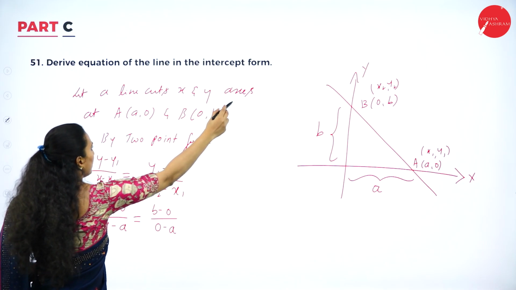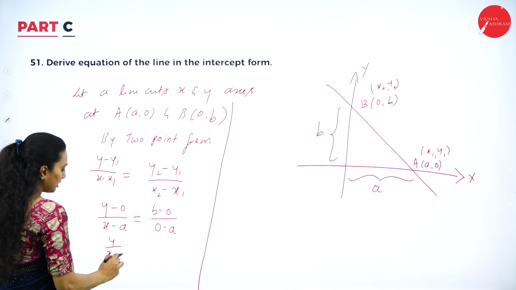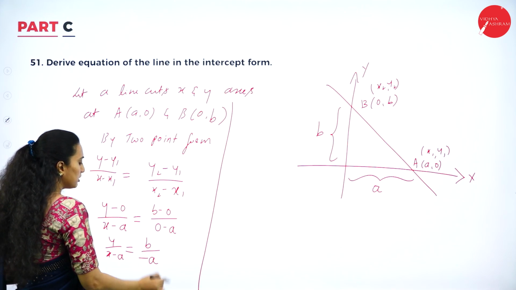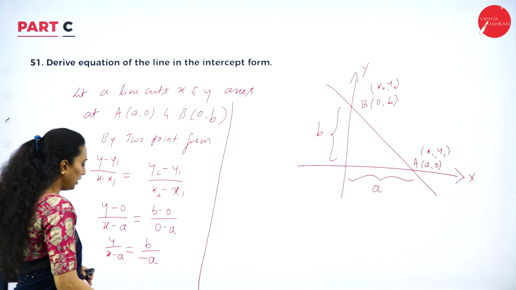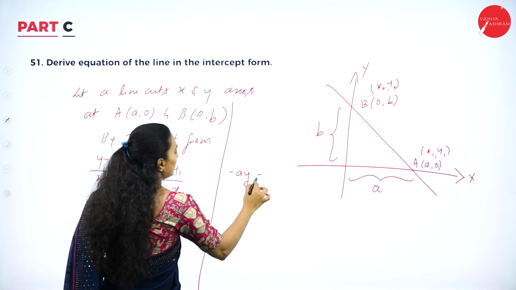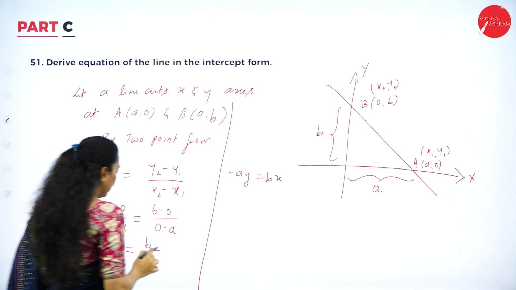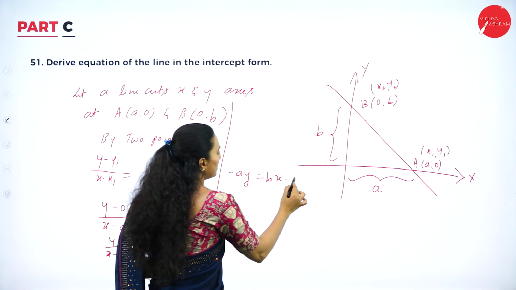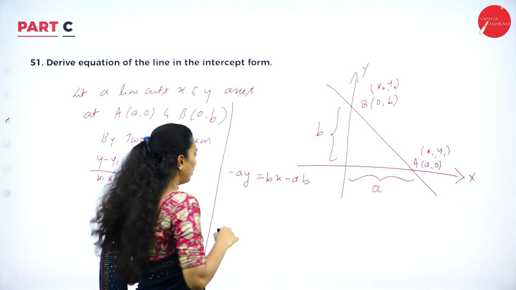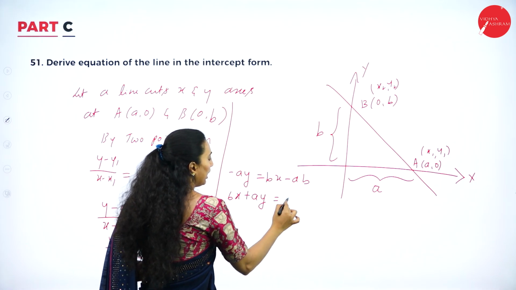So therefore you get y minus 0 is y, divided by x minus a, is equal to b minus 0 is b, divided by 0 minus a is minus a. You can cross multiply: minus a into y is equal to b into x minus a into b. Now I am taking this ay to this side and minus ab to this side. What happens? bx plus ay is equal to ab.